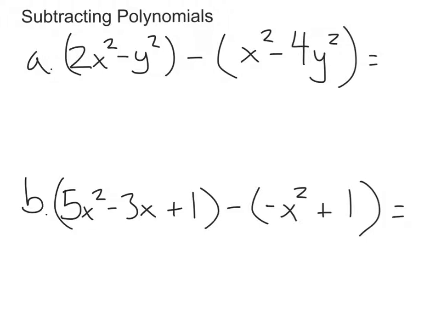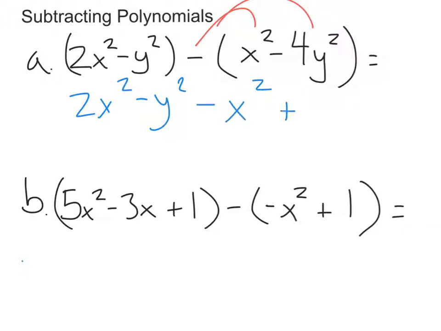Subtracting is pretty much the same thing. The only catch is, because you have a minus here in parentheses, this minus actually has to go to both of these. So basically we say distribute the minus first. So I'm just going to kind of draw that in for you. So I'm going to rewrite this problem as 2x squared minus y squared, and then when I distribute this minus, it'll be a minus x squared, and the second one, it's a minus and a minus, so it's actually a plus 4y squared.